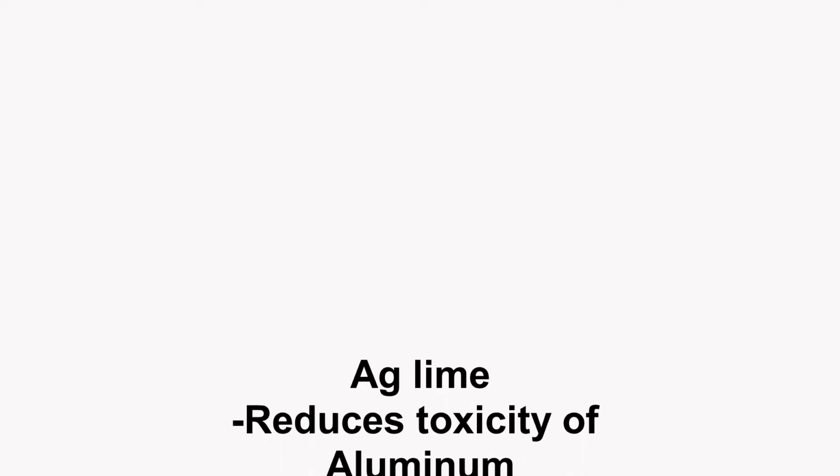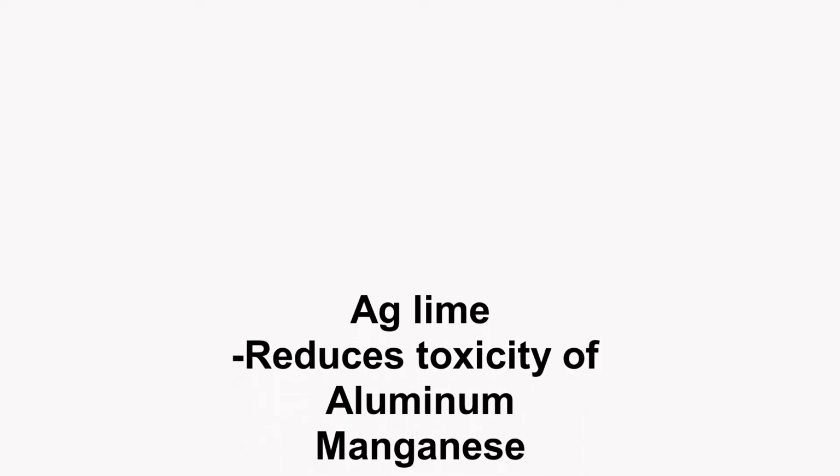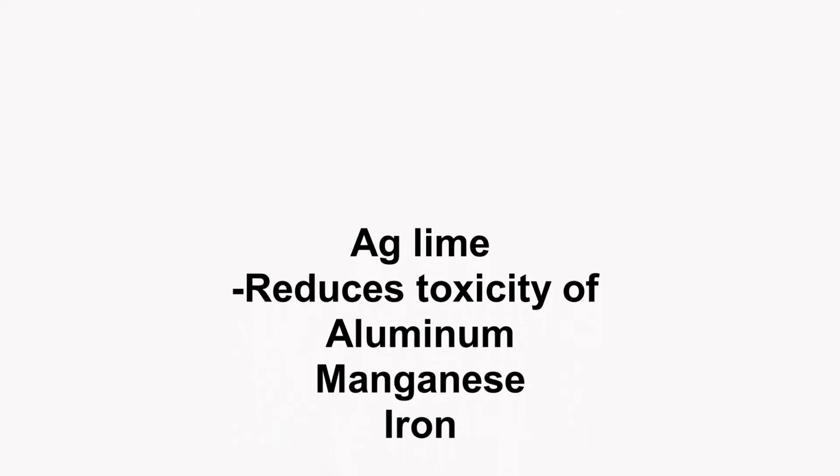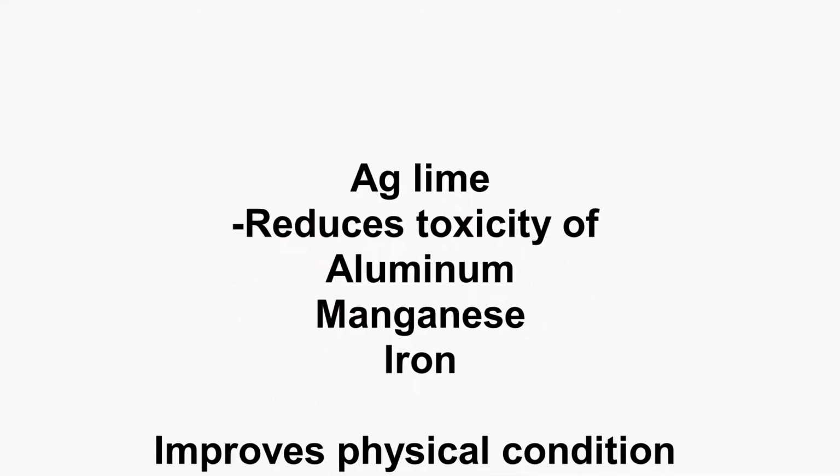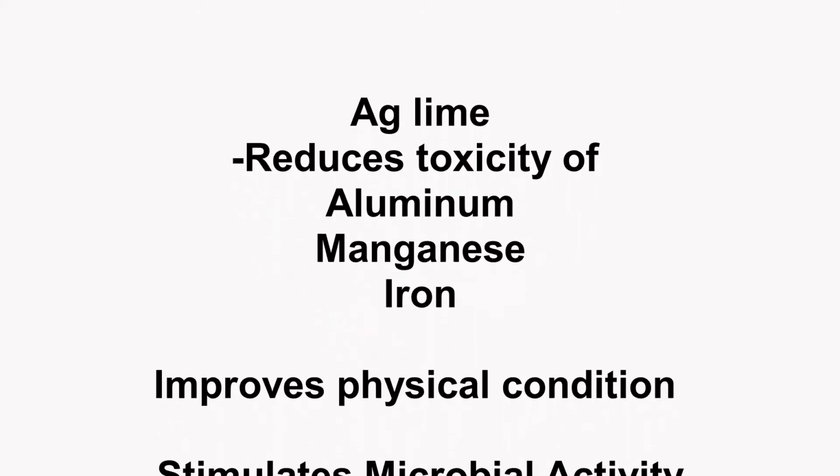Agricultural lime can remedy low soil pH and creates additional benefits. Let's go through a list here. Ag lime reduces toxicity of aluminum, manganese, and iron. It improves the physical condition of the soil to a more desirable granular form and structure.